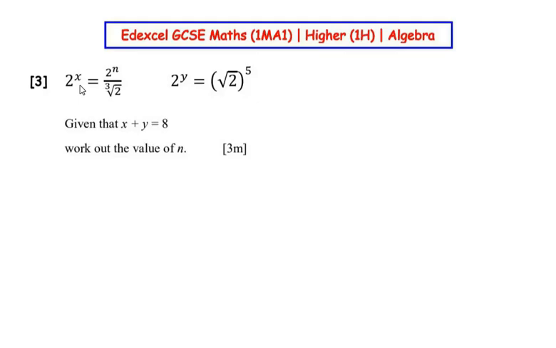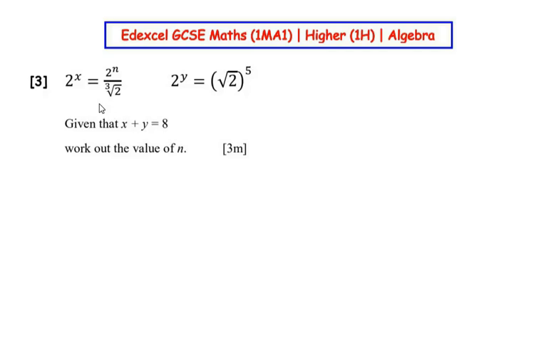2^x is equal to 2^n over the cube root of 2, and 2^y is equal to the square root of 2 raised to the power of 5. Given that x + y is equal to 8, work out the value of n.